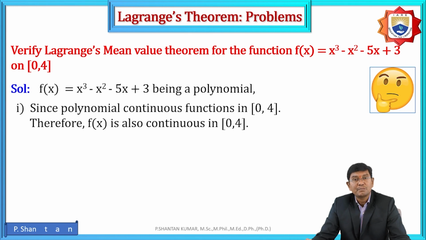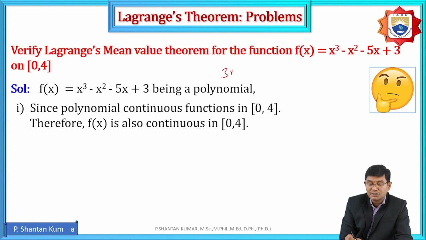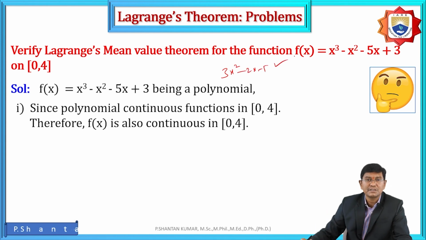In other terminology, a polynomial function is also continuous and differentiable. The derivative is nothing but 3x square minus 2x minus 5. That is the meaning of 3x square minus 2x minus 5. It is also a polynomial function, like a numerator. Therefore, the derivative also exists.